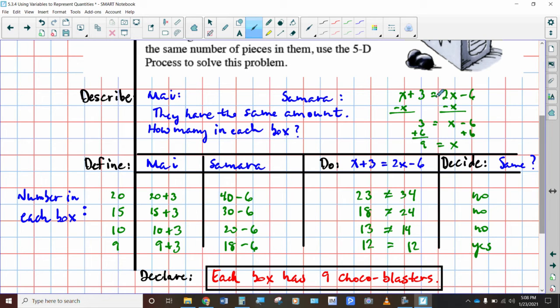So you see the number of steps it took me. Once I knew what my equation was, it took me 1, 2 steps to get to my answer. And now I will check it. Is 9 plus 3, which is 12, equal to 2 times 9 minus 6, which is also 12? Yes, it is. We will still do the whole define thing when we do it algebraically, but now we know. We're just going to go straight to that number to check it, and then we can declare our answer. Takes a lot less time, doesn't it?